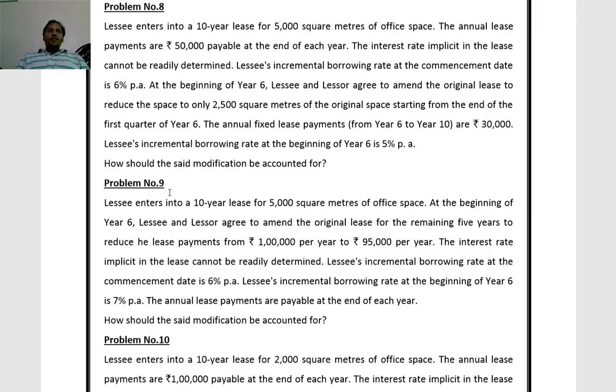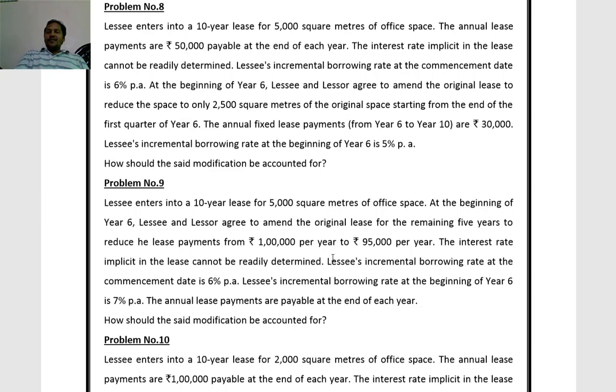Next we'll move on to problem number 9. Lessee enters into a 10-year lease for 5,000 square meters of office space. At the beginning of year 6, lessee and lessor agree to amend the original lease for the remaining 5 years to reduce the lease payments from 1 lakh rupees per year to 95,000 rupees.